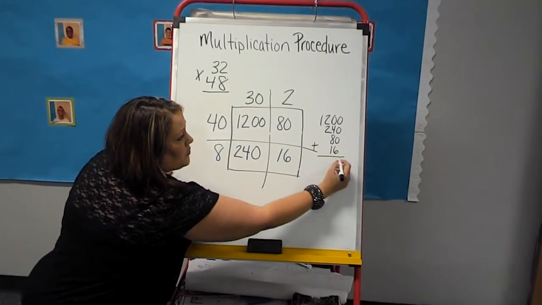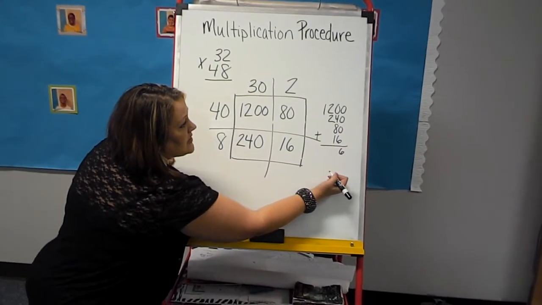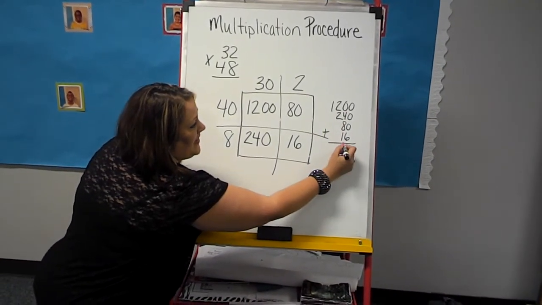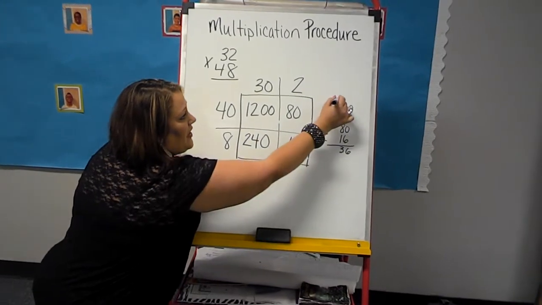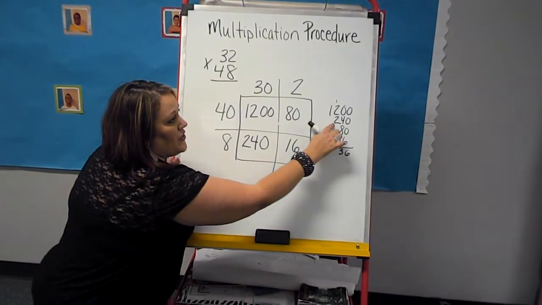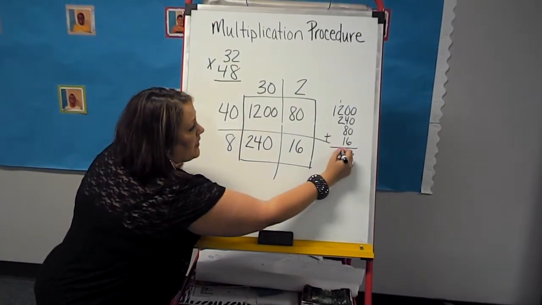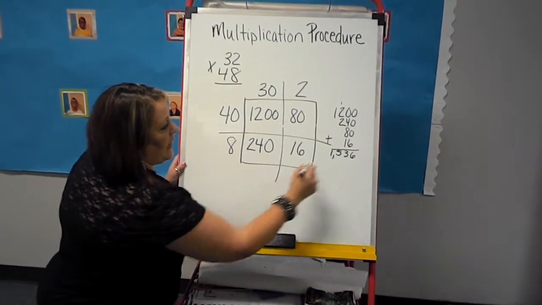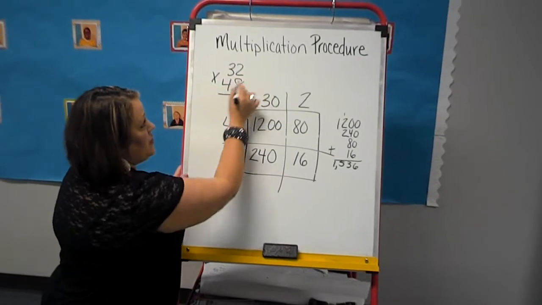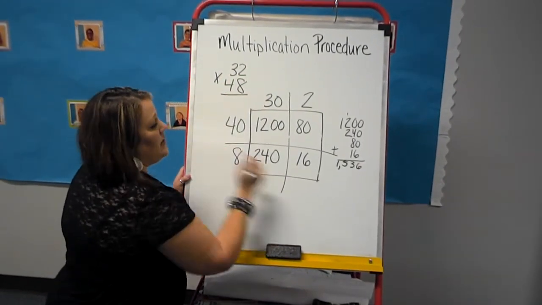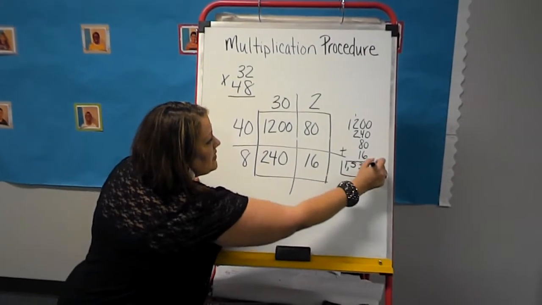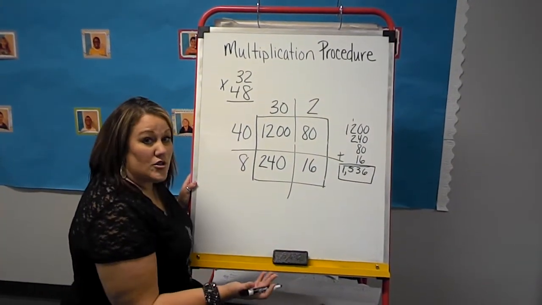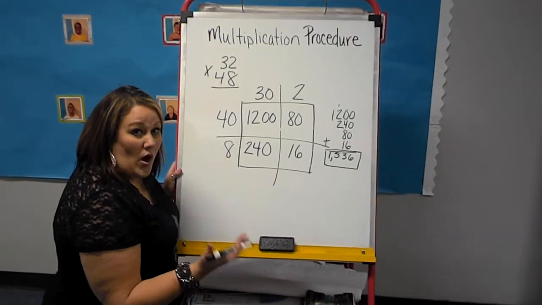So we have 0 plus 6 is 6. 4 and 8 is 12, plus 1 is 13. Carry that 1. We have 2 and 2 is 4, plus 1 is 5, and then we bring the 1 down. So we have our answer to this problem, 32 times 48, is 1,536. Okay, we're going to try this again, and you're going to do another watch me, and then I'm going to give you 2 problems for you to try out on your own.